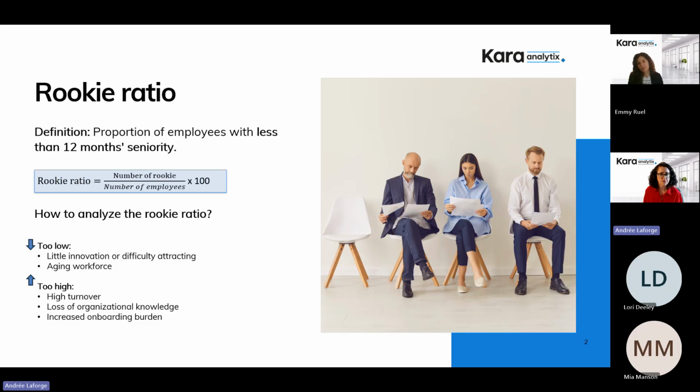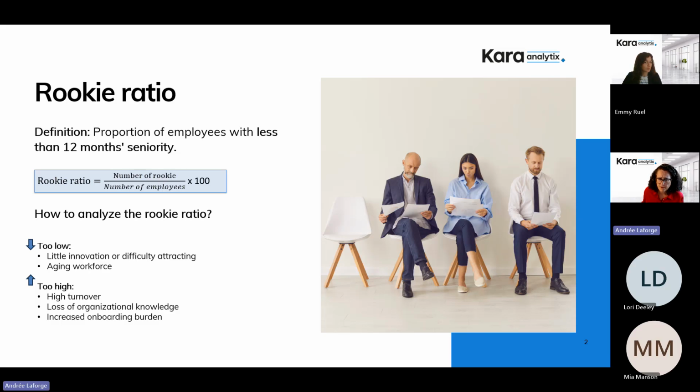And how you should interpret the rookie ratio: if the ratio is too low, it may indicate a lack of new talent, meaning you have a fewer number of rookies. So a lack of new talent, difficulty attracting candidates, or a workforce that is aging. It could also signal limited innovation in the long term. If the ratio is too high, it means that there is a high turnover, a loss of organizational knowledge, and a heavier burden on onboarding and training teams.